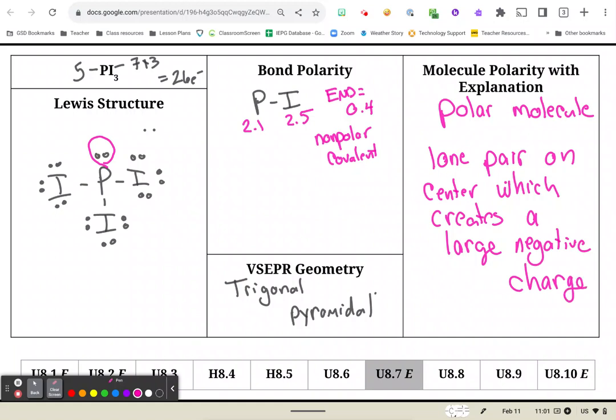All right, and that is molecule polarity. Hope it helps.